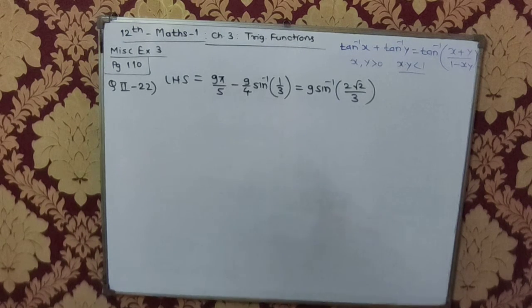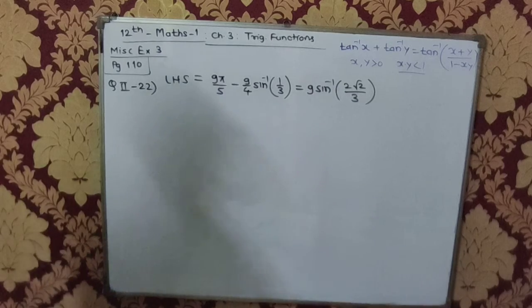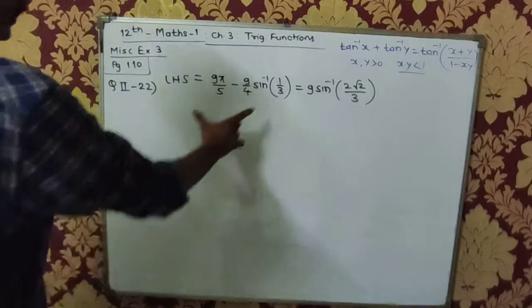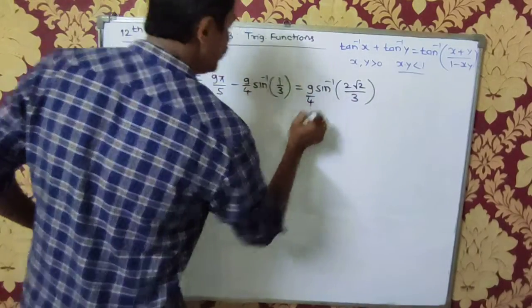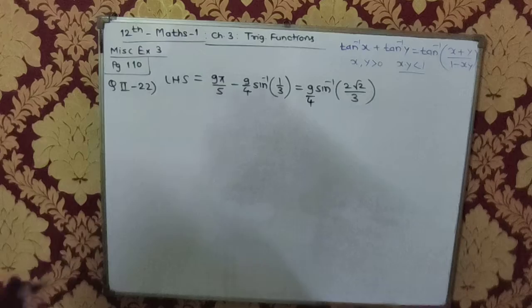Okay, question number 22. Please have a look at this. The approach will be a little different for this one also. This is our LHS and this is the RHS. I think the RHS should have 9/4. Oh, this is the RHS.